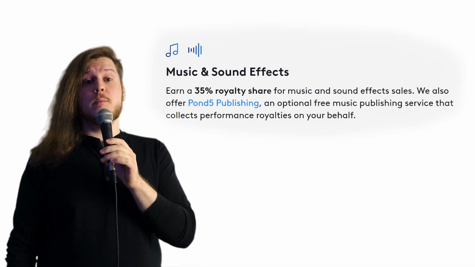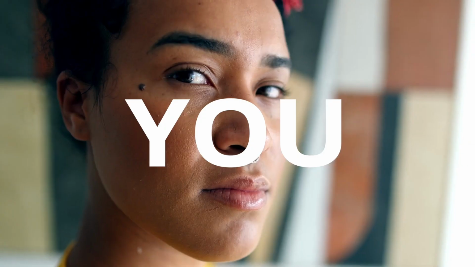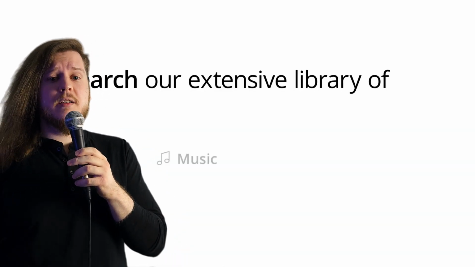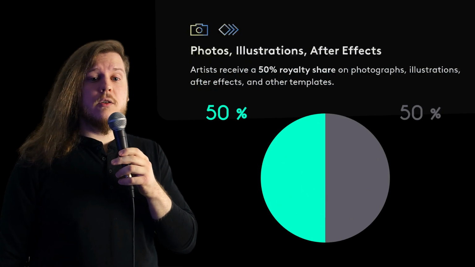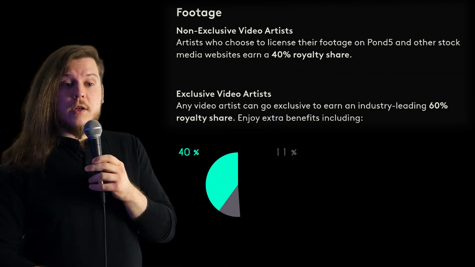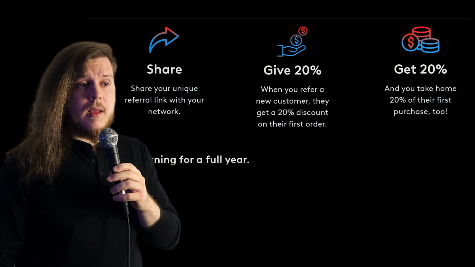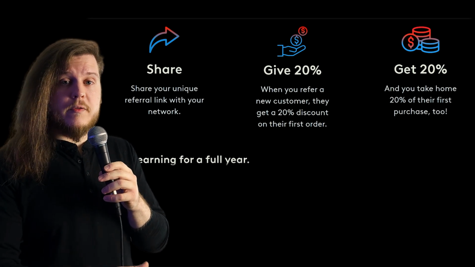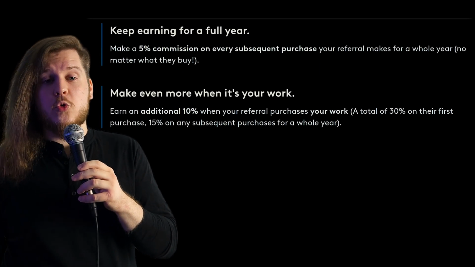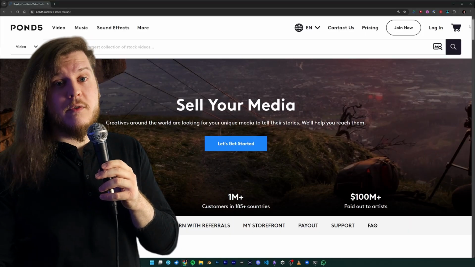The first asset store in my journey was Pond5. Pond5 has a royalty share of 35% for music and sound effect sales. Pond5 is taking 65% of earnings. And this is fairly low when you compare it to their royalty share of 50% for photos and illustrations or After Effects templates, or their royalty share for video footage: 40% for non-exclusive and 60% for exclusive material. Pond5 also has a referral system. If you manage to convince people to shop on Pond5, each time they purchase something, you will get 5 to 10% commission of that for a whole year, so you can earn more money by referring people.